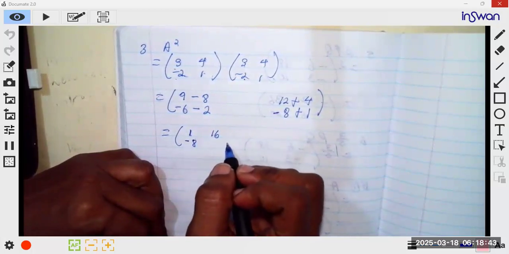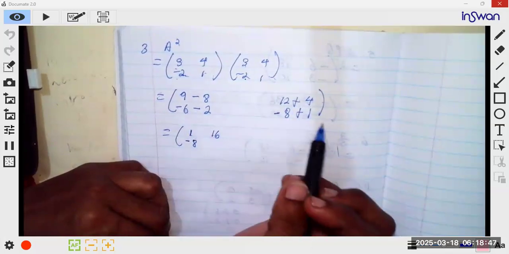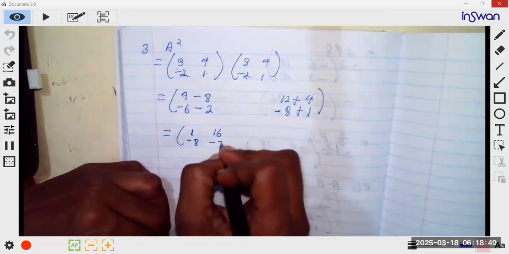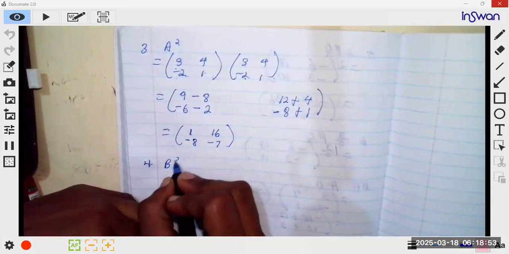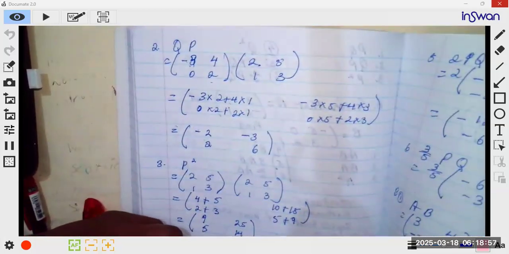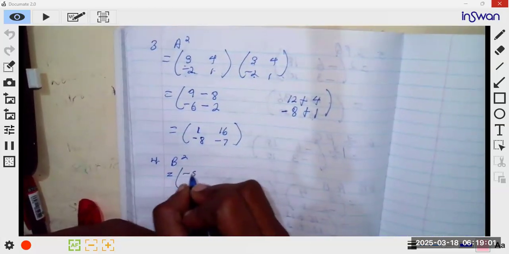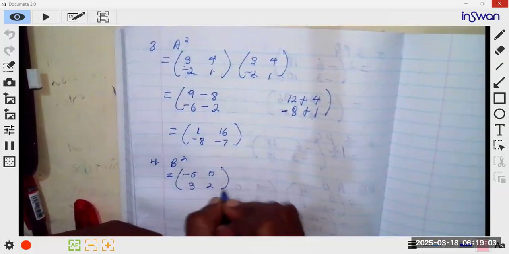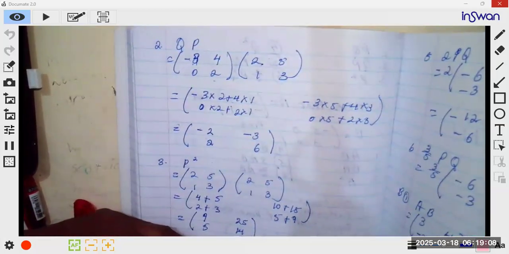And the last one here will be minus 8 plus 1 will be minus 7. All right, so that's 3. So moving on to 4, which is B squared: [-5, 0; 3, 2] by the same thing, [-5, 0; 3, 2].